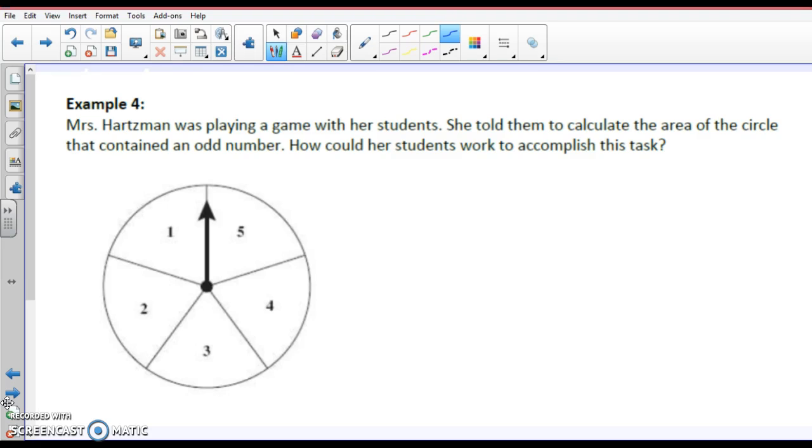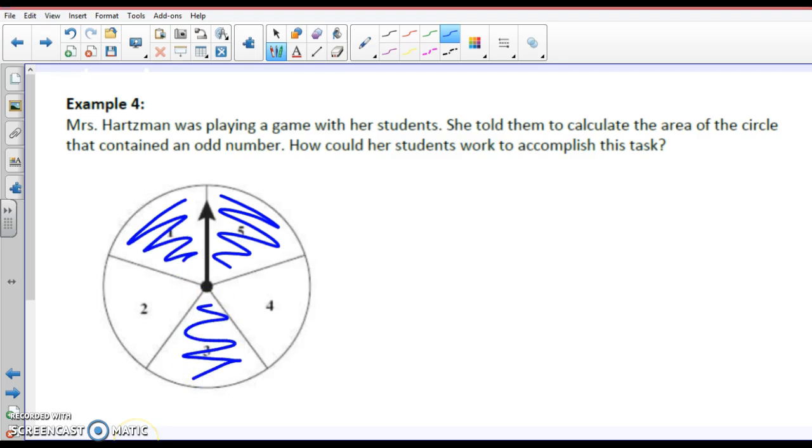Mrs. Hartzman was playing a game with her students. She told them to calculate the area of the circle that contained an odd number. The area of the circle that contained the odd number. How could her students work to accomplish the task? So, odd number, odd number, odd number.